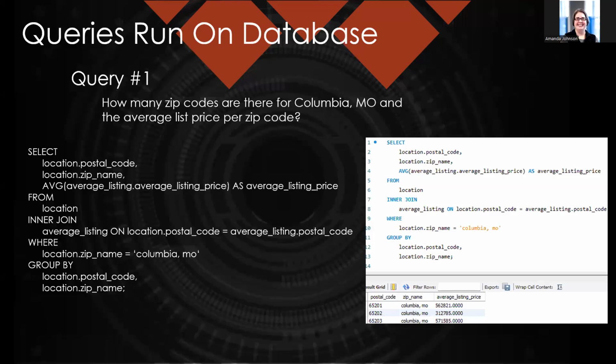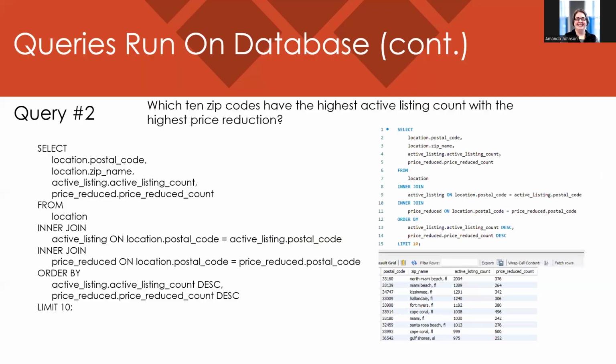I ran 5 queries on my data. The first was how many zip codes are there for Columbia, Missouri, and the average list price per zip code. This was for a buyer looking to move to Columbia, Missouri. This will help them know the housing price market for the different areas of the city. Here's the query I ran, and then it came back with 3 of the zip codes from Columbia, Missouri.